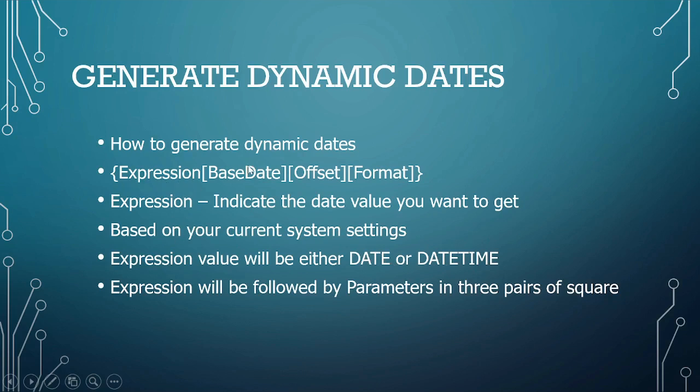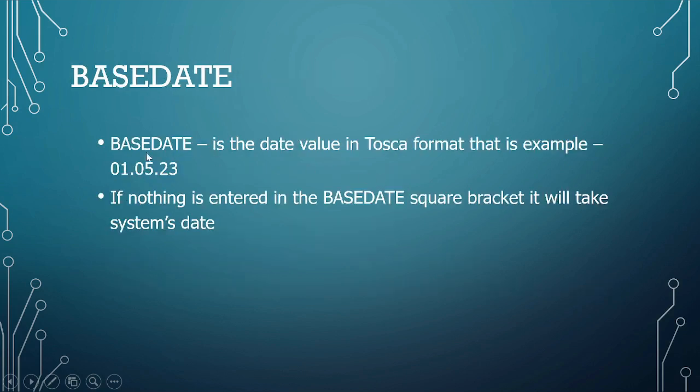Now there come 3 parameters: base date, offset, and format. Base date is the date value in TOSCA format, which TOSCA will use as a base date. But if you leave it blank, it will use the system's date. Okay, but if you are leaving it blank, the square bracket should still be there. It is not like that if you are not using a base date, you remove the square bracket as well. So this is how you will use the base date. Okay, and the format of the base date will be as per the TOSCA format.